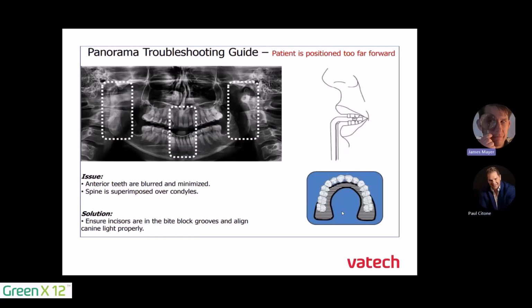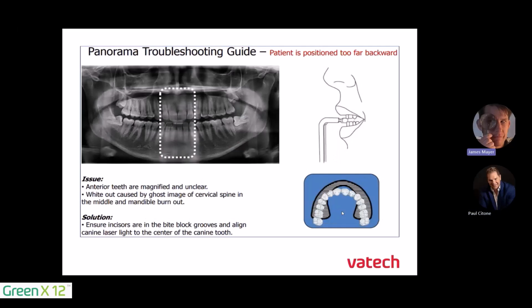Right. Now, there's also another extreme if they're biting too far back off of the bite stick, or maybe the canine light is not lined up. We have that too far mesial. This is where we get that blurry anterior there, you can see. And so we're out of that focal trough. Right. And it's causing that blurry anterior.